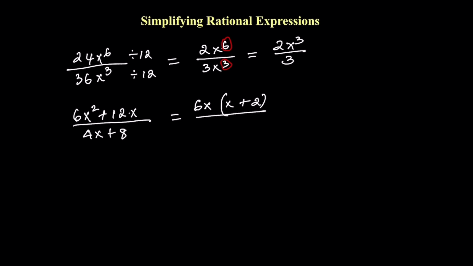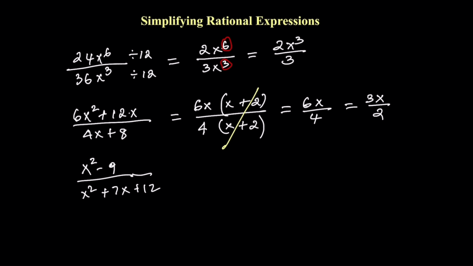Now factor the denominator. The GCF is 4. 4x divided by 4 is x. 8 divided by 4 is 2. So the denominator becomes 4 times x plus 2. Now we can cancel x plus 2. The final answer is 6x over 4, which simplifies to 3x over 2.